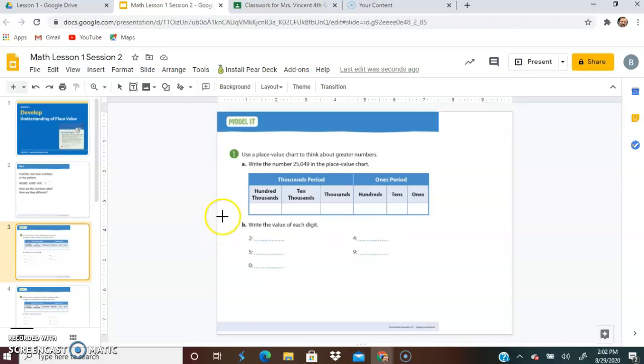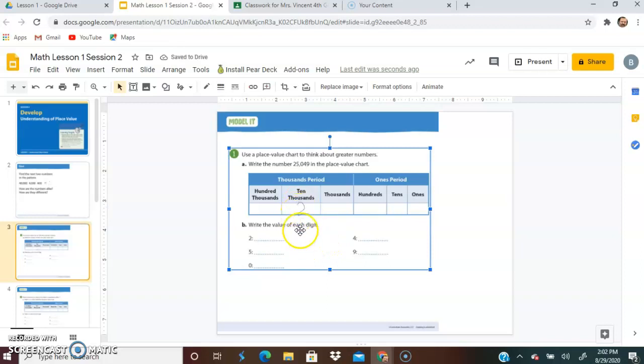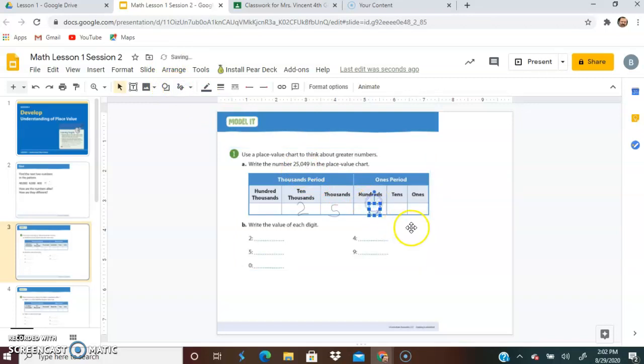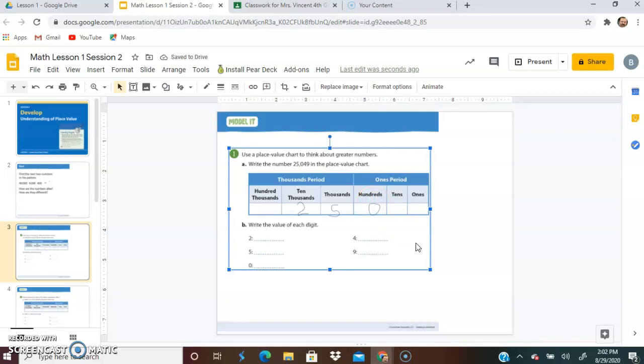So here it says we want to write this number, 25,049. The 2 is in the 10,000s place. So in your book, you're going to write a 2. Oh, and I know that looks sad. A 2 in that 10,000s place. Okay, I'm going to click the scribble tool again because the next digit in the thousands place is a 5. So I'm going to write a 5 in the thousands place. Then in the hundreds place, I have a 0. So I'm going to put a 0 in that hundreds place. The 0 doesn't hold value, but it is holding a place.